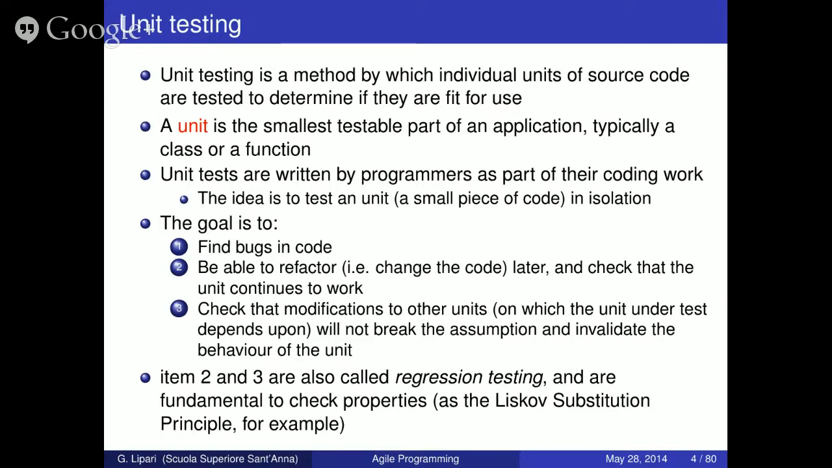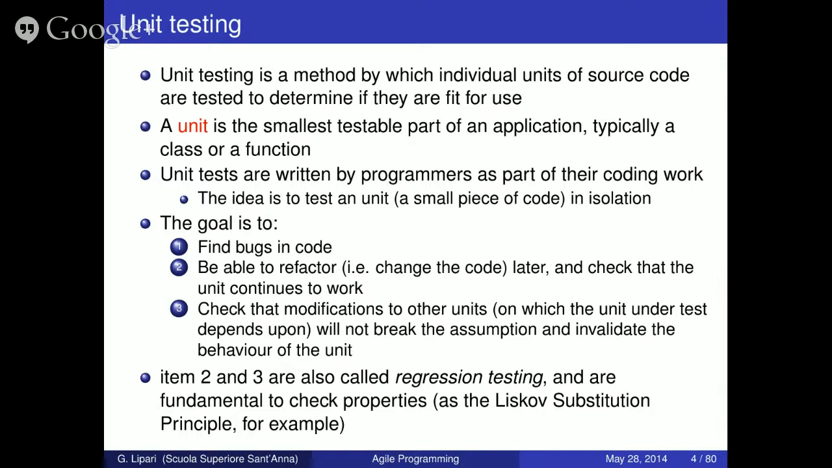Then one very important thing that we will see in a little while is to be able to refactor, so to modify, to change the code later and check that everything continues to work. And finally, to check that modification to other units on which the unit under test depends will not break the assumptions and invalidate the behavior of the unit. Okay? So items 2 and 3 are very important because they are also called regression testing, and they are fundamental to check that some properties hold.